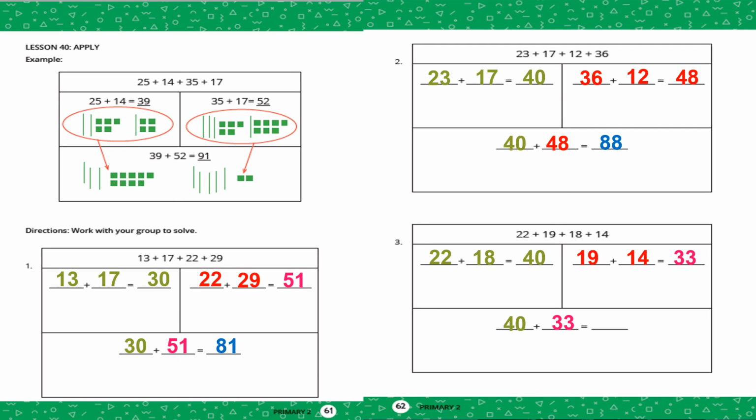0 plus 3 equals 3. 4 plus 3, after 4: 5, 6, 7. So it will be 73.